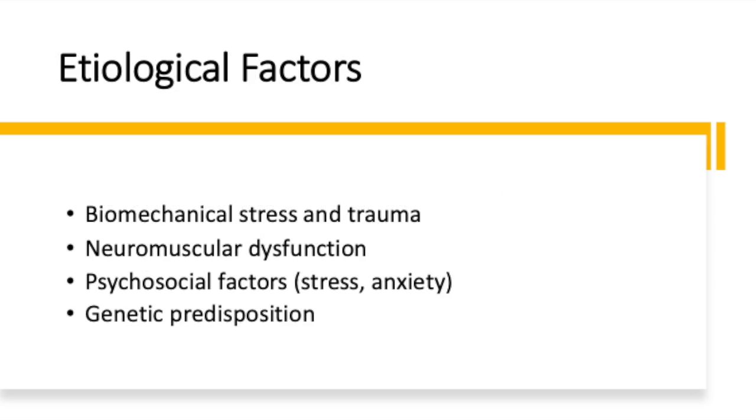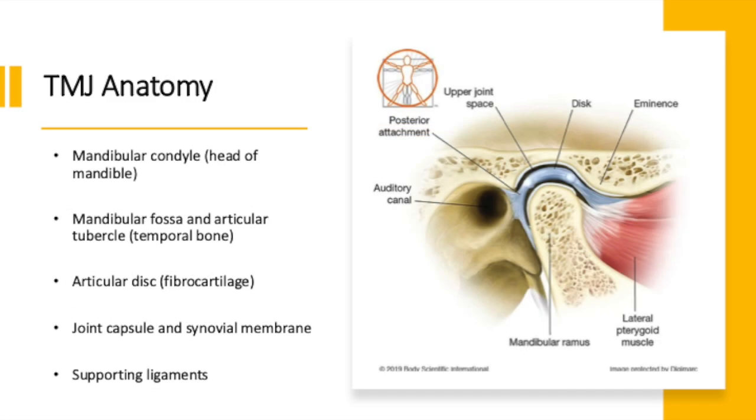Etiological factors involved in temporomandibular disorders involve biomechanical stress and sometimes trauma, neuromuscular dysfunction, psychological factors including stress and anxiety, and possibly even a genetic predisposition. The anatomy of the temporomandibular joint is relevant to the production of the TMD disorders. It involves the mandibular condyle, which is the head of the mandible, the mandibular fossa and articular tubercle within the temporal bone, the articular disc within the TMJ, the joint capsule and synovial membrane, as well as supporting ligaments.